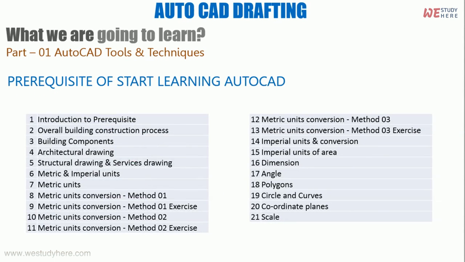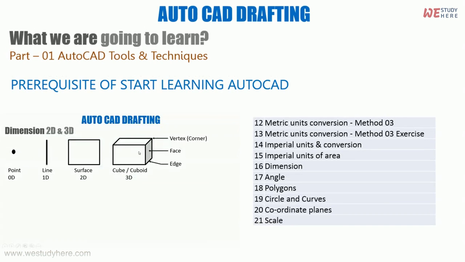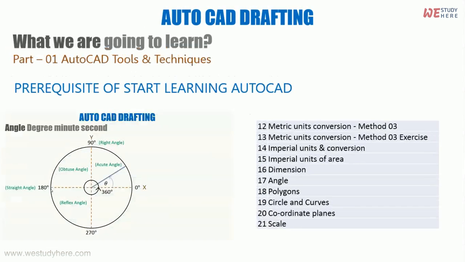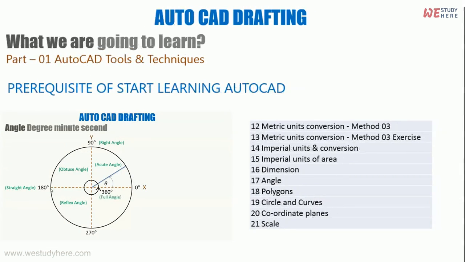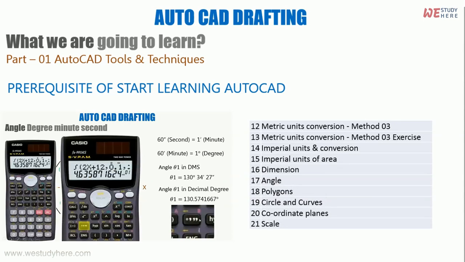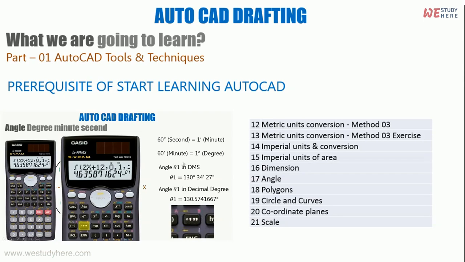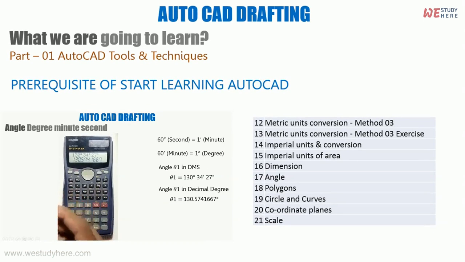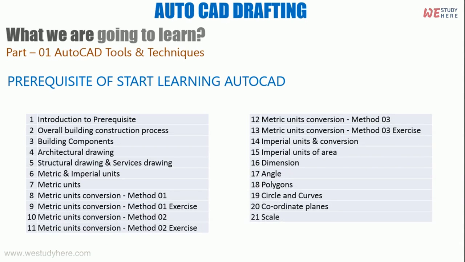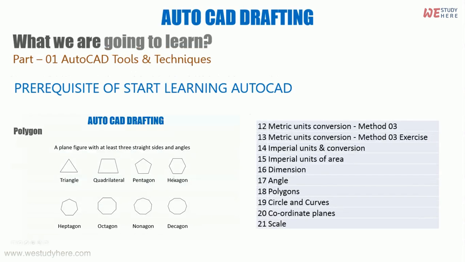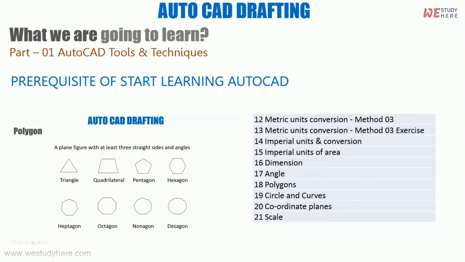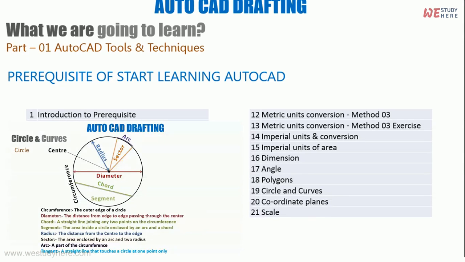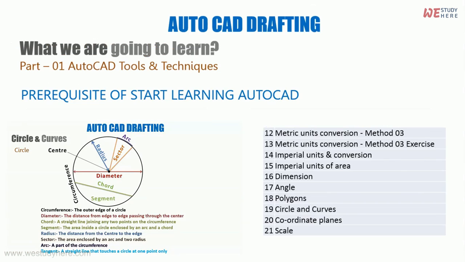Section 16, dimension. A 3D object has faces, vertices and edges. Section 17, angle. If the angle is 360 degrees, we call it a complete full angle. So degree, minute, second. In some calculators, you can see this as DMS. Again, if I press this button, that is switching between degree, minute, second and decimal. Section 18, polygons. It is pentagon, hexagon, heptagon, octagon, nonagon, decagon. Section 19, circle and curves. The area between the chord and the circumference is called a segment.